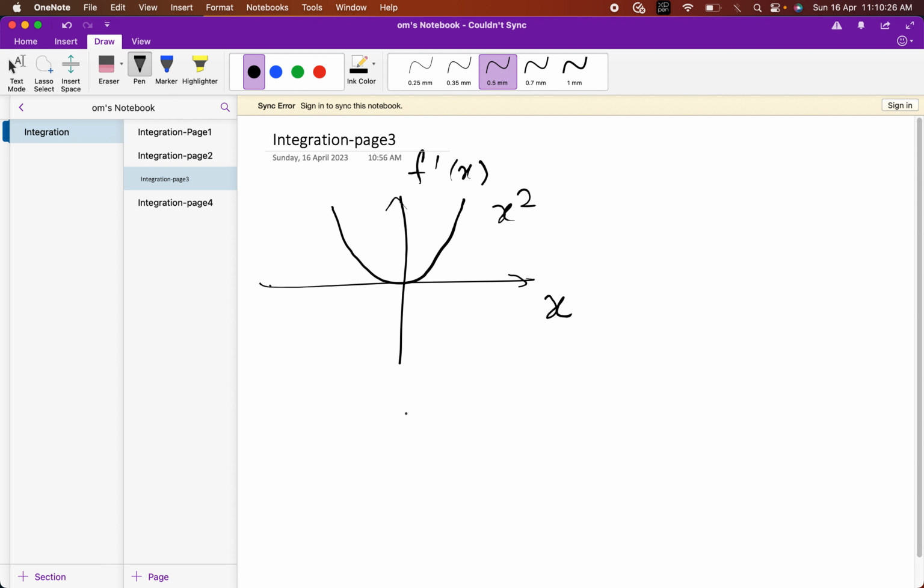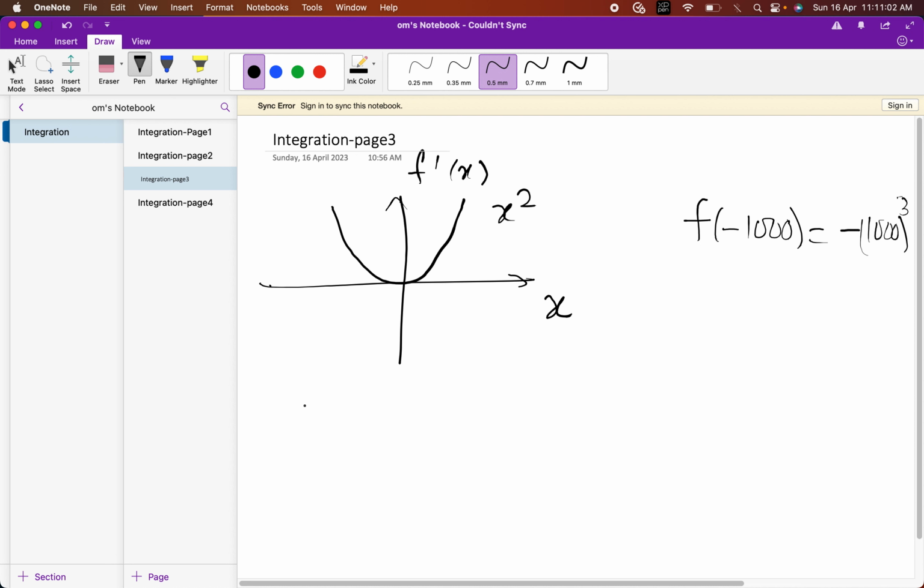Okay, and I know that the original function value at minus 1000 is minus 1000 the whole cube. So it's a very large negative number. Say this was given to us: at minus 1000 the function value is a very large negative number.